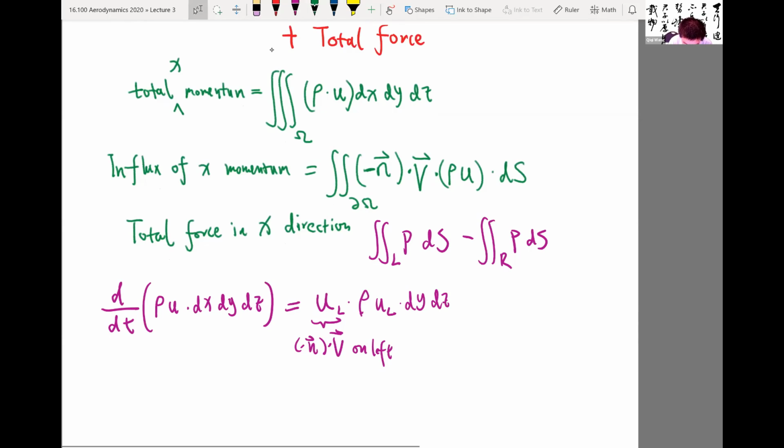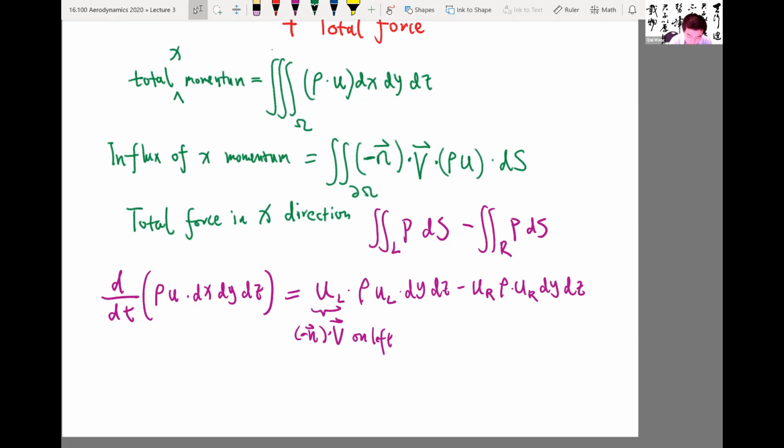Now consider the same thing on the right. We have minus UR. The minus sign is because on the right side, the negative normal, minus n, is actually negative, right? So we have minus UR times rho UR times dy dz.